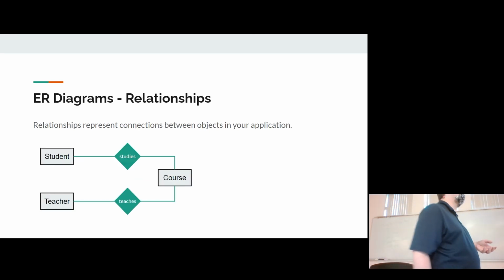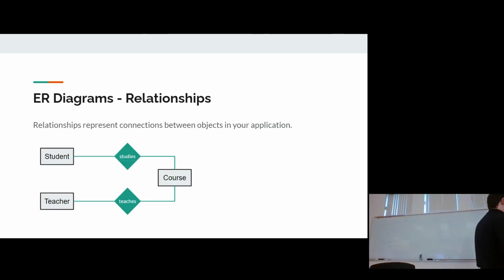Next thing I want to do is draw relationships between those entities. So for instance, if I've got students and teachers and courses, there are relationships between those, okay? So I can say that a student studies or is part of a course. Does that make sense? Okay? Or a teacher teaches a course, right?